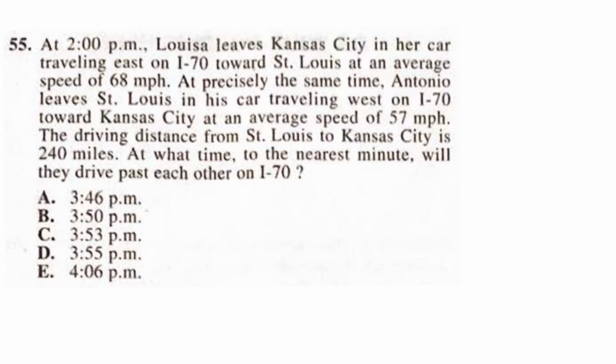So this example says at 2 p.m., Louisa leaves Kansas City in her car traveling I-70 towards St. Louis at an average speed of 68 miles per hour. At precisely the same time, Antonio leaves St. Louis in his car traveling west on I-70 towards Kansas City at an average rate of 57 miles per hour.